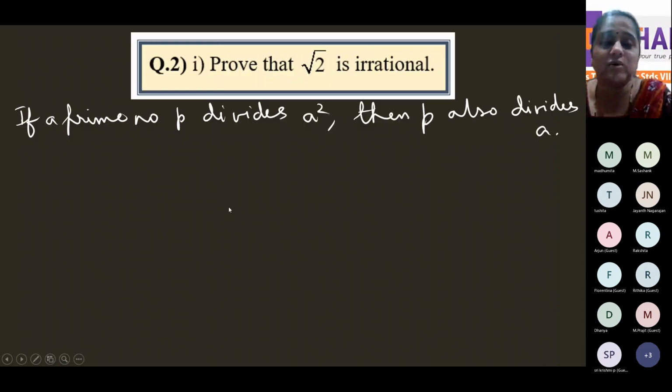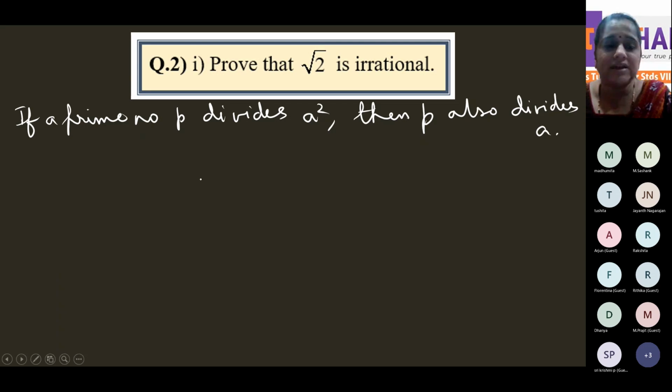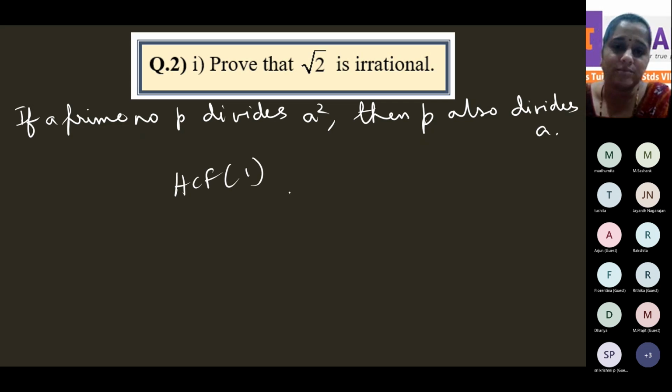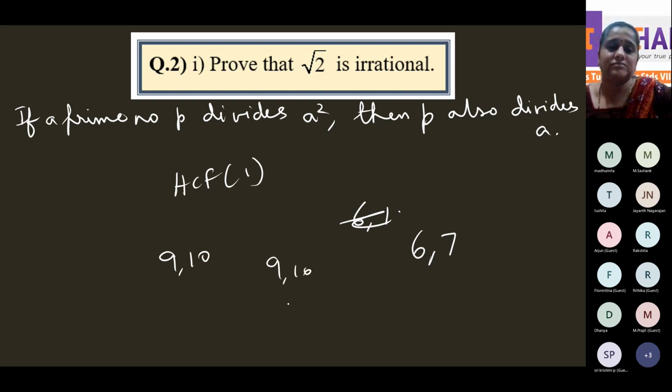Oh, yeah, I was asking about co-prime numbers. Yes, and I got the answer from you. So you all said if the HCF of two numbers is 1, then the numbers are said to be co-prime. Correct. So now 6 and 7, are they co-prime? No, 9 and 10, are they co-prime? 9 and 10.